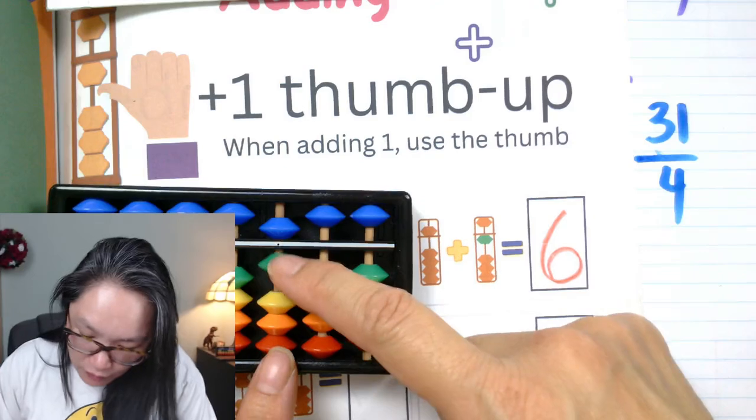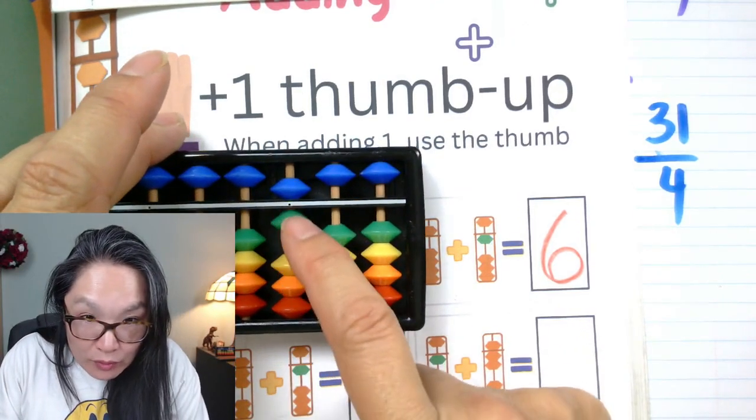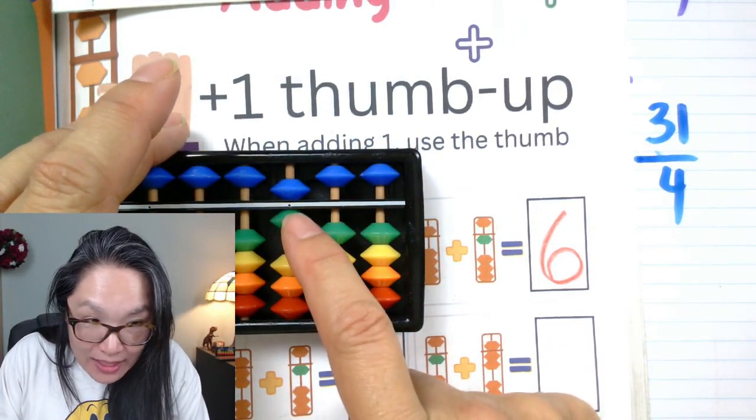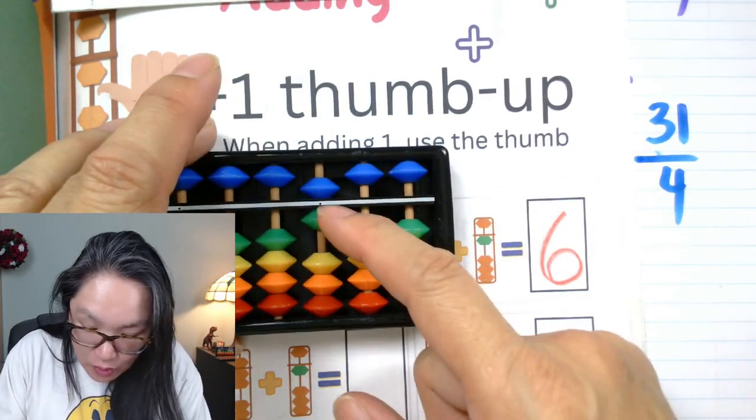When the beads move, notice I'm only moving the 1 bead. I'm moving the 1 bead like this. So if I want to add, I go to the horizontal bar. When I subtract, I go away from the horizontal bar.